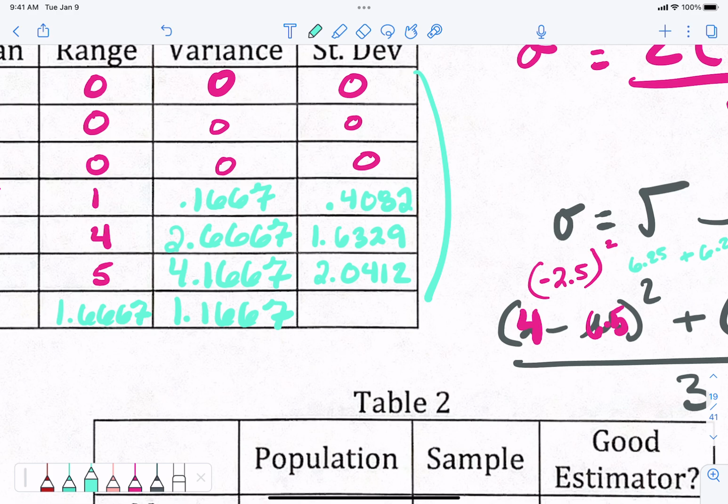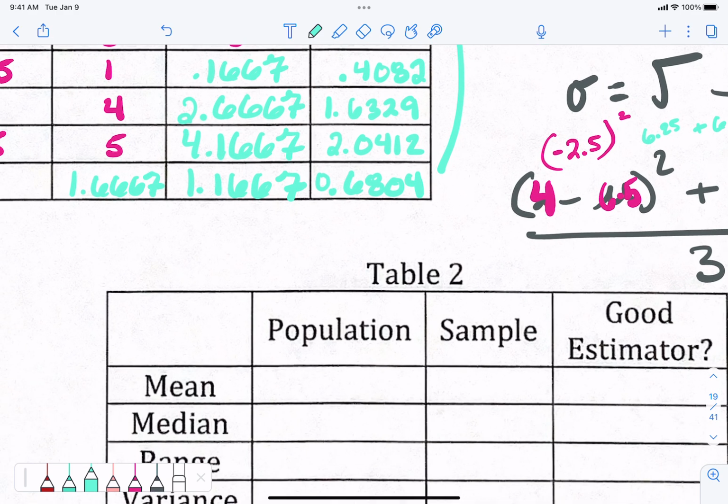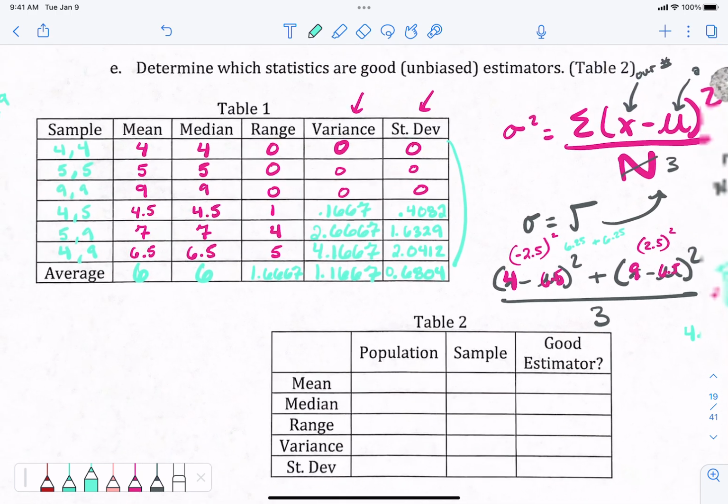Determine which statistics are good point estimators. 0.6804. Perfect. Okay, now we have to do that at the end. Okay, so we're done with this.